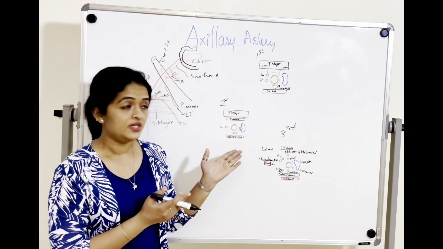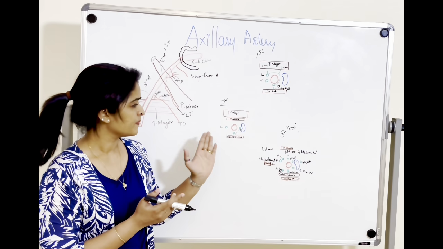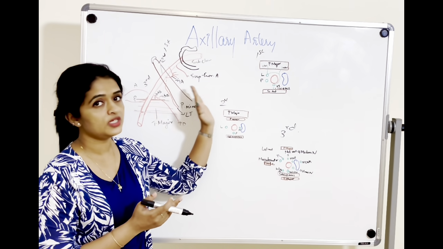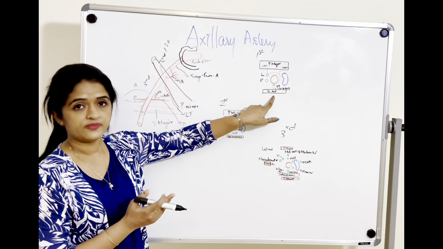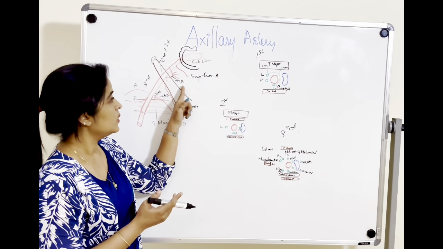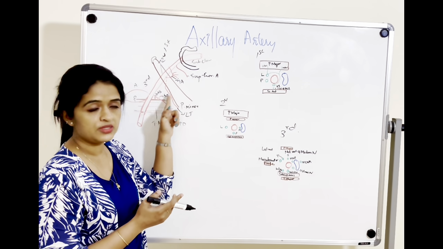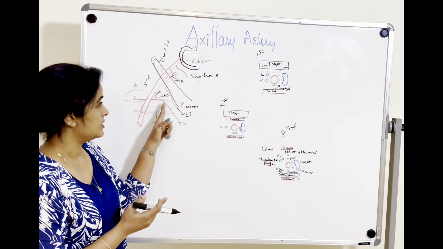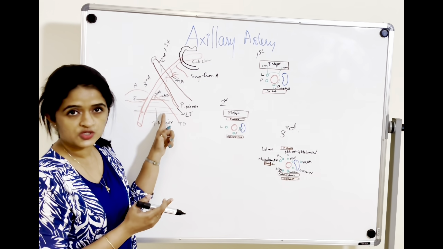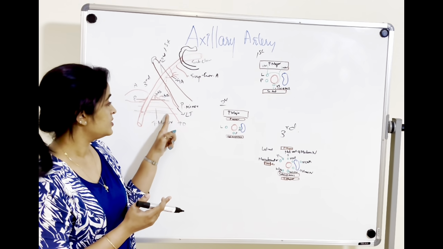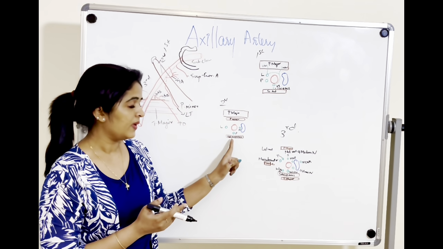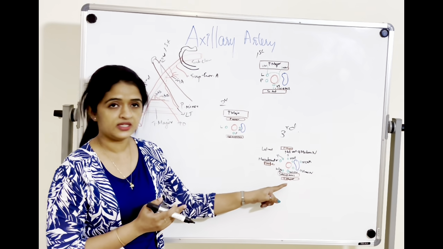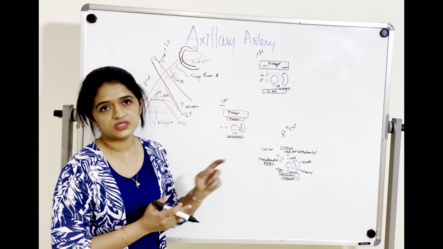Now we will discuss the inferior relations. We know this first part is actually lying closer to the thoracic cage. There you have the serratus anterior. Now as it reaches towards the base of the axilla, we have the subscapularis, and as it is reaching the third part, we know it is actually continuing as the brachial artery at the border of teres major. So apart from subscapularis, we have one more muscle related to the third part of axillary artery, that is teres major.